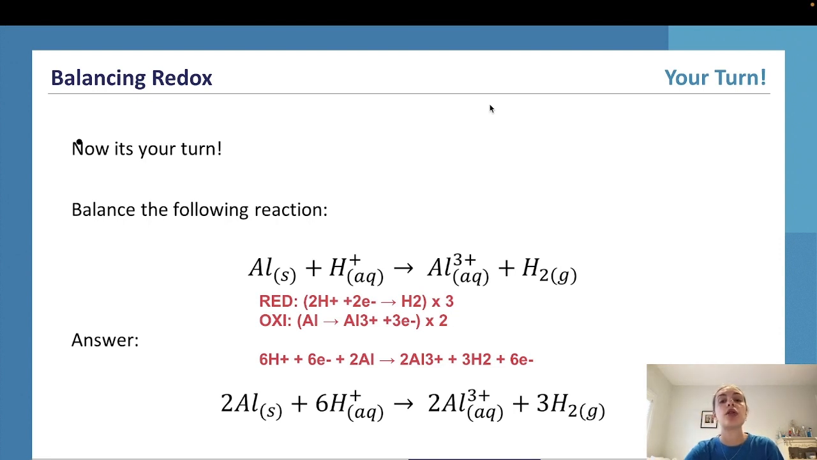Then it goes to a 3 plus charge, which is based on rule 2. So we can see that it's going from 0 to plus 3, and remembering that electrons have a negative charge, it means that this one is losing 3 electrons. So it's going from 0 to 3 plus, it's losing 3 electrons.